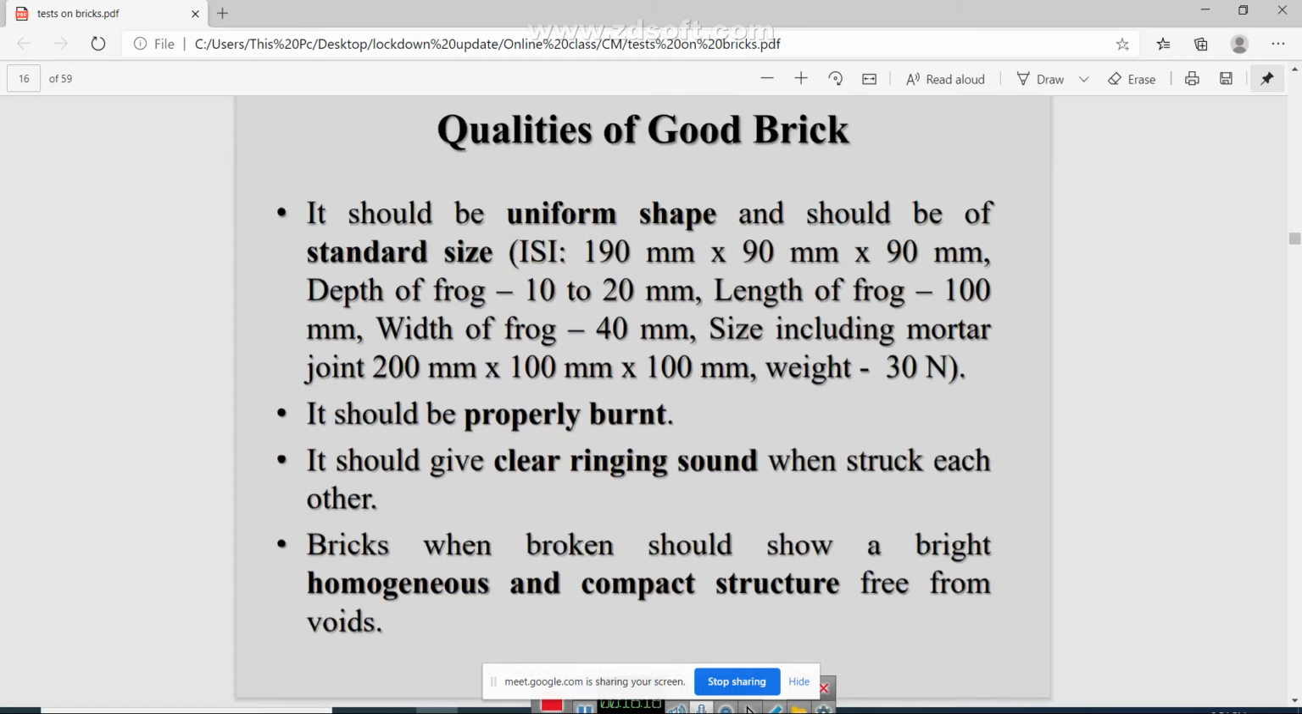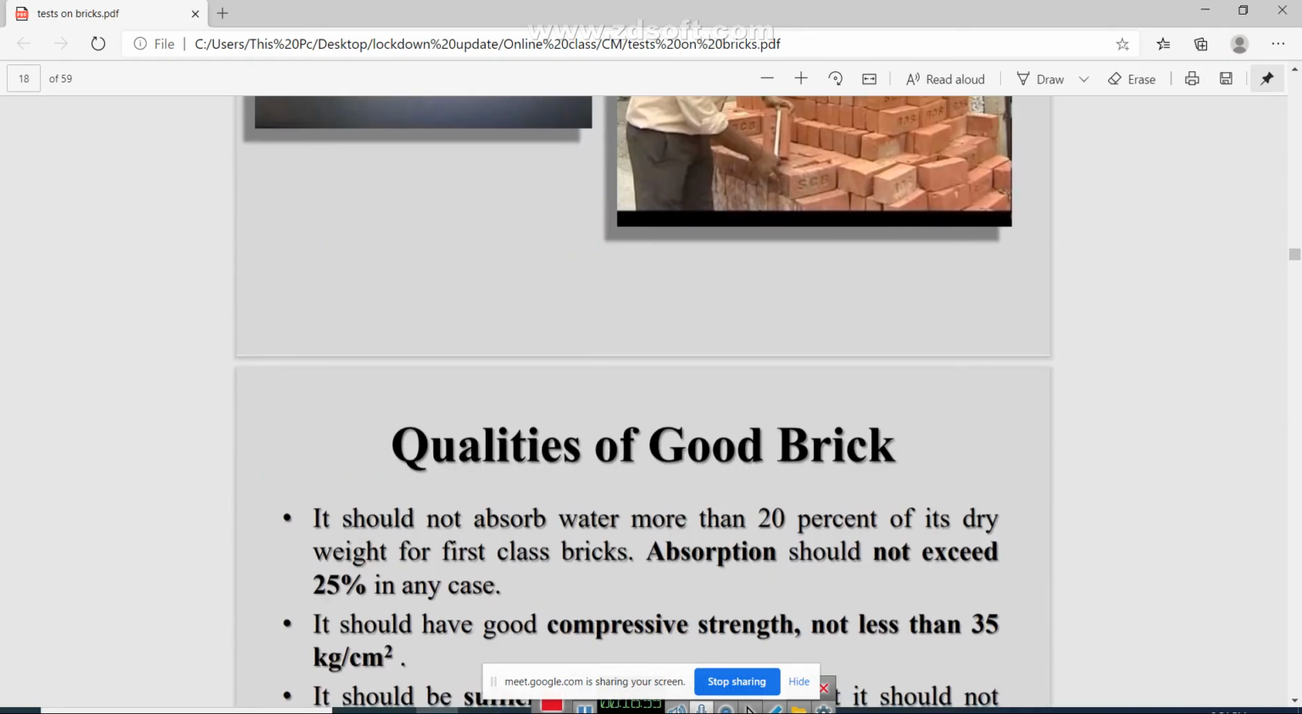Then what you are doing is you are taking a brick and you are breaking it. And once you observe the broken texture of the brick, it should be very much bright and homogeneous. And the structure should be compact. Compact structure means you should not be able to view any kind of voids within the cross section. Okay, that is another important quality of a good brick.